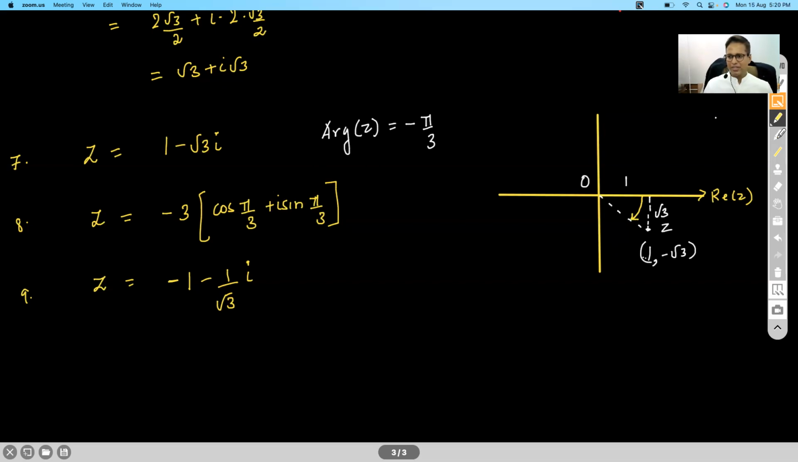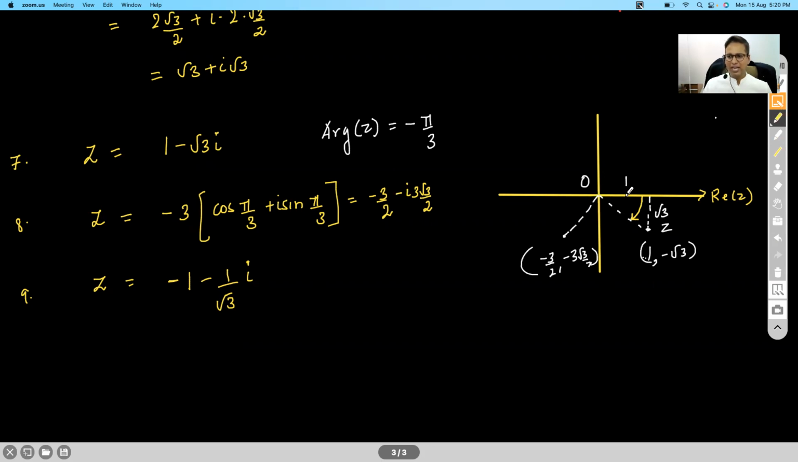Next one, the eighth one, if you just expand it, this is actually negative 3 by 2, right? And this is going to be negative i 3 root 3 by 2. Am I right? So when you represent this point on the Argand plane, it's going to be in the third quadrant. So I'm just putting that in the third quadrant here. So it's somewhere over here. Let's say, negative 3 by 2, negative 3 root 3 by 2. Okay, so let me connect this.